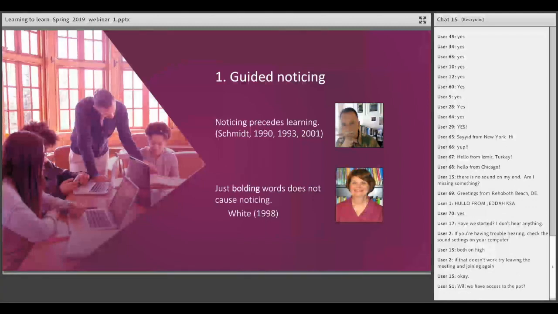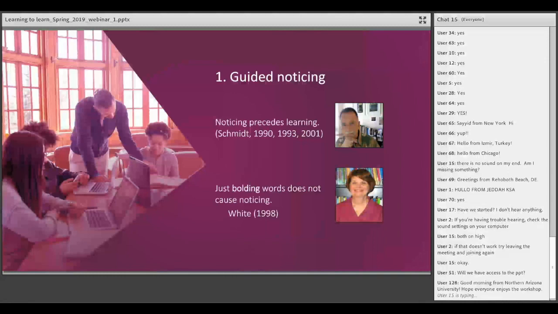For me, it was the word several years ago, mockumentary. I had never heard that word, or I thought I'd never heard it. And then I started hearing it everywhere. So I had noticed it, and then I became aware of it, and then it became part of my productive vocabulary. The other thing about noticing is just bolding words doesn't necessarily cause noticing.